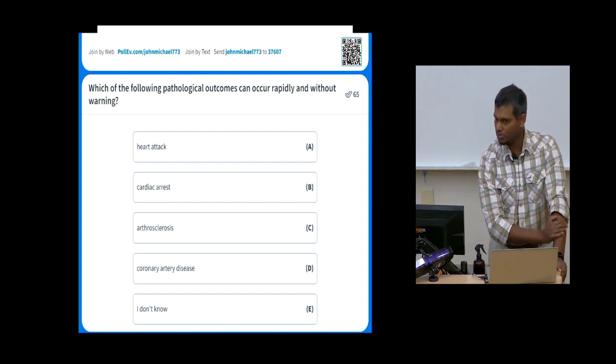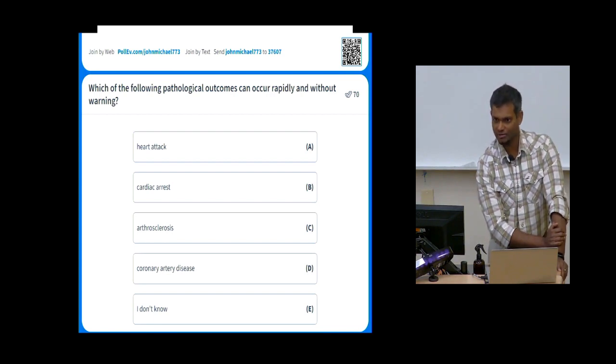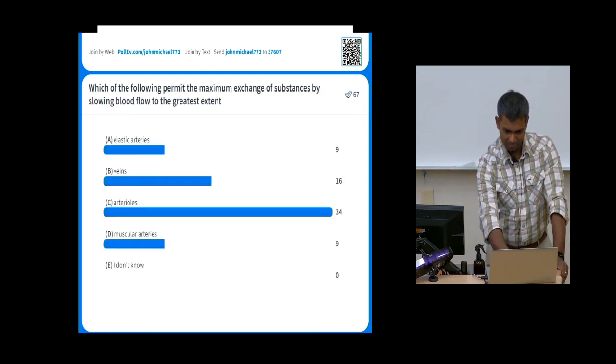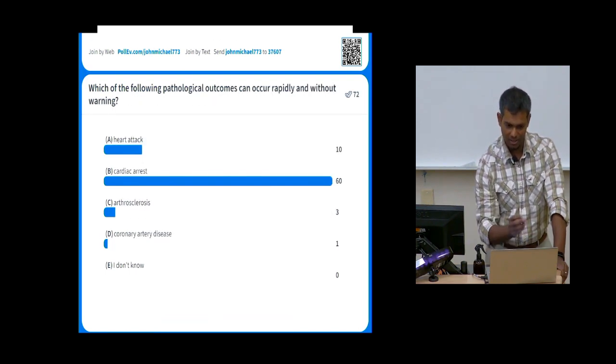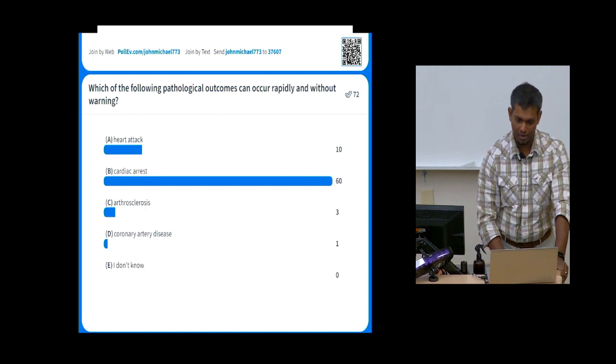So if you want a hint to remember this, think about the slide I showed you on playing Monopoly and going to jail versus playing a game where you have a siege on a castle and it's being attacked. Okay, most of you said cardiac arrest, and that is correct. So cardiac arrest is what can happen rapidly without warning.